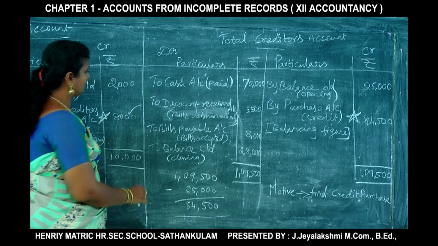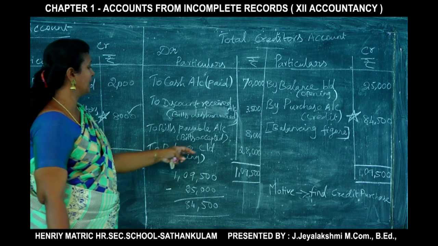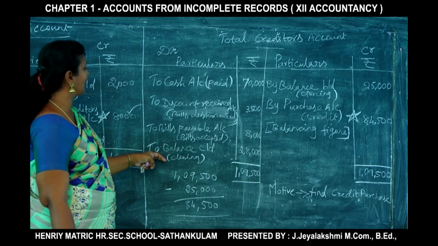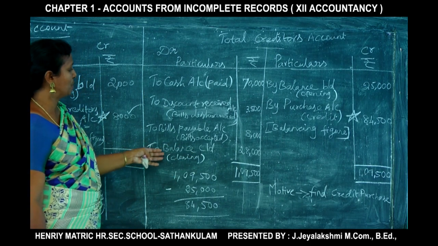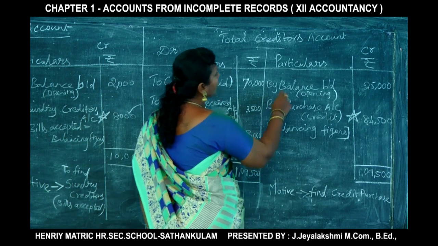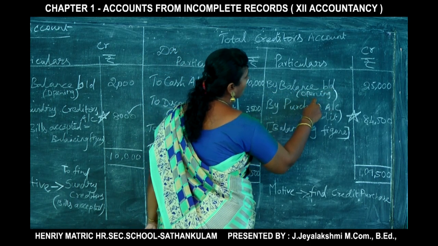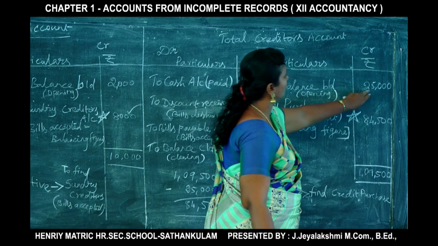Then we have to write the closing balance carried out. The closing balance is to be carried on the debit side. So we are writing to balance carried out, 28,000. Here we have to write the opening balance by balance brought in. By balance brought in, opening balance, you have 25,000 only.